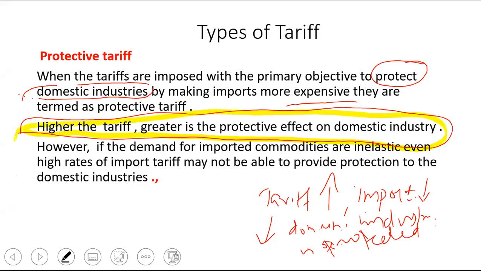So government क्या करेगा children protective tariff में? They will increase the tariff. When they are increasing the tariff, what will happen? The protective effect will be more because they are increasing the tariff. When the protection is more, automatically import will be less. That will help the domestic industry to grow.